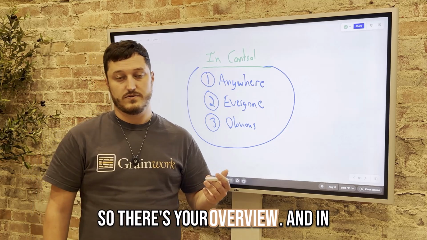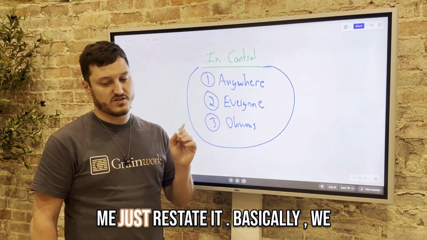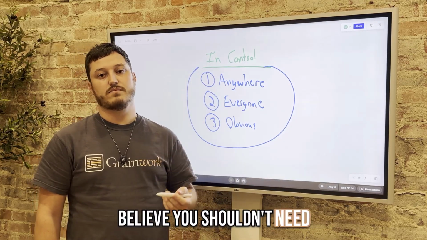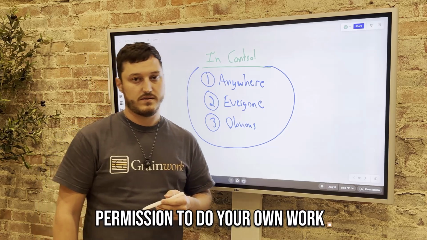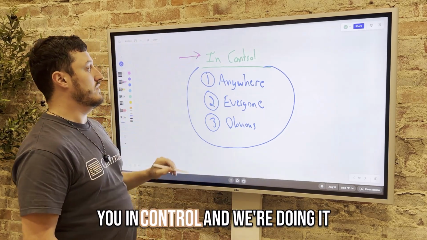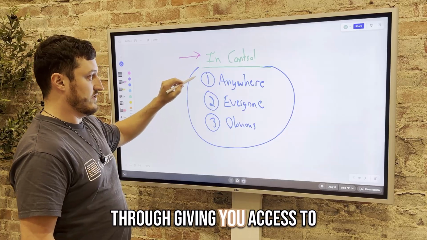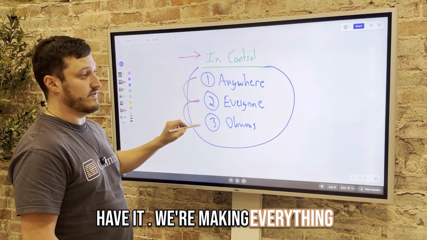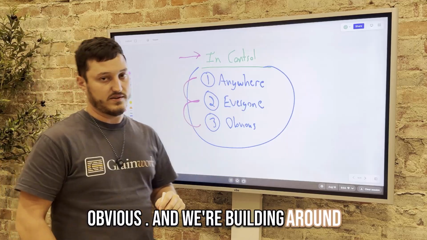So there's your overview. And in case you missed this one point, let me just restate it. Basically, we believe you shouldn't need permission to do your own work. And so that's why we say we want you in control, and we're doing it through giving you access to Grainwork anywhere. Everyone can have it. We're making everything obvious. And we're building around those three things.